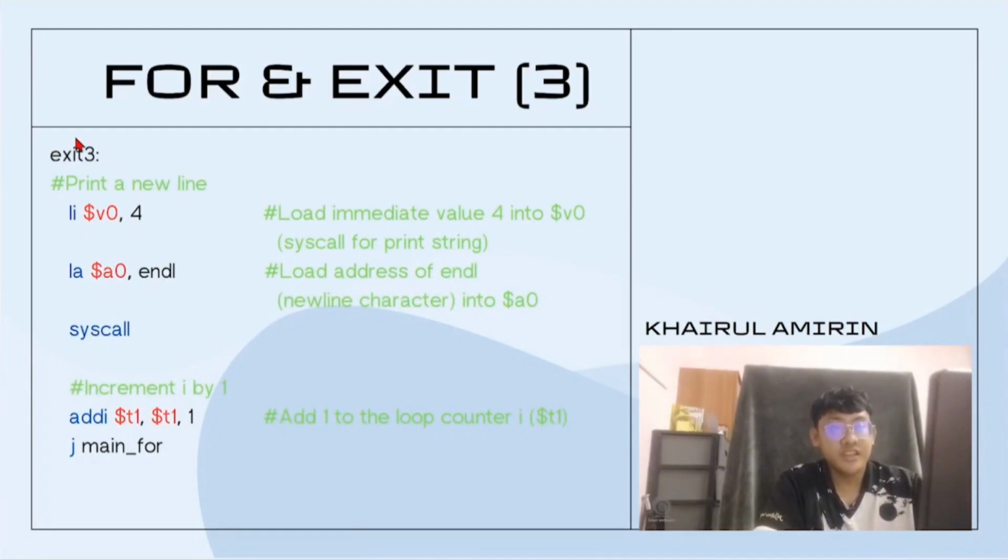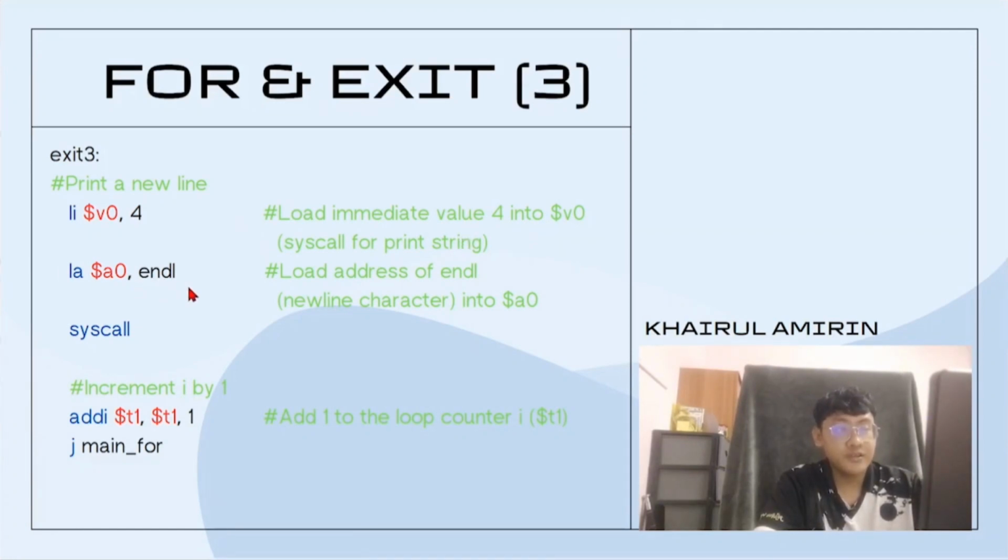Okay, this is the exit 3 that I mentioned before. It is used to print a new line. So in this first line, we use load immediate here, as I point it out using my cursor. In exit 3, it will load immediate value 4 into the register V0. It is a syscall to print the string.